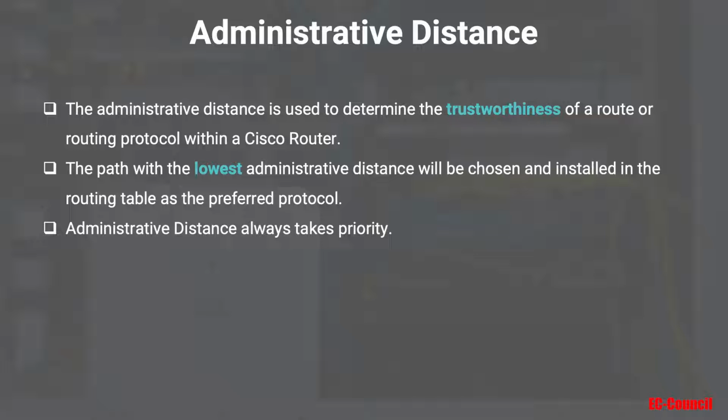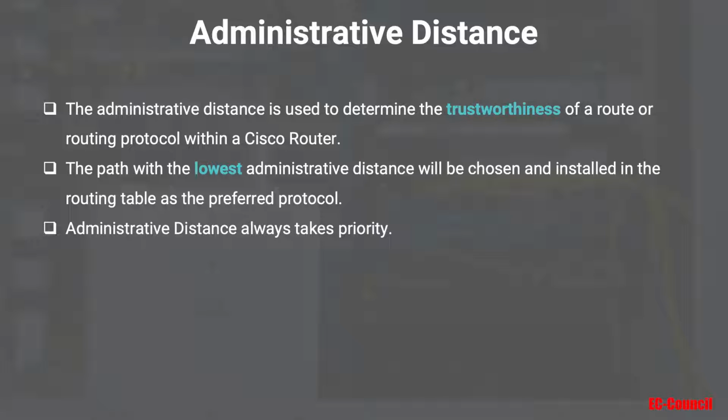So therefore, the path or the routing protocol that has a path to a destination network that also has the lowest administrative distance will be chosen, and that route will be installed within the routing table as the preferred routing protocol. The thing is, the administrative distance always takes priority.